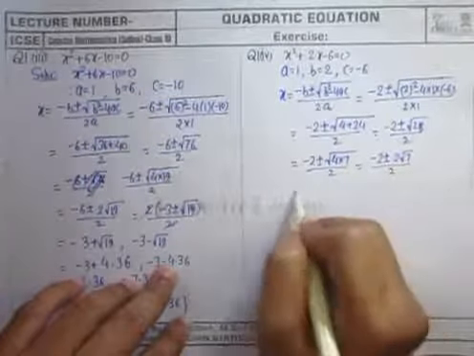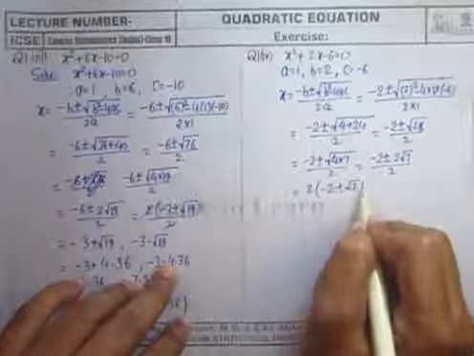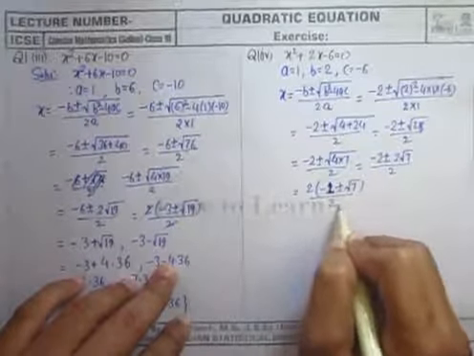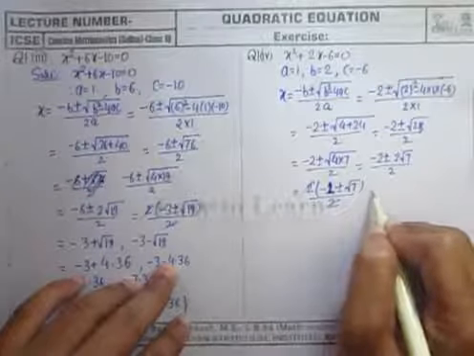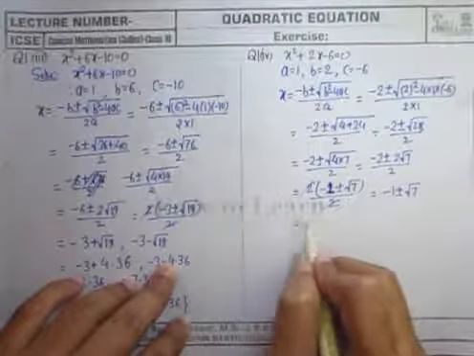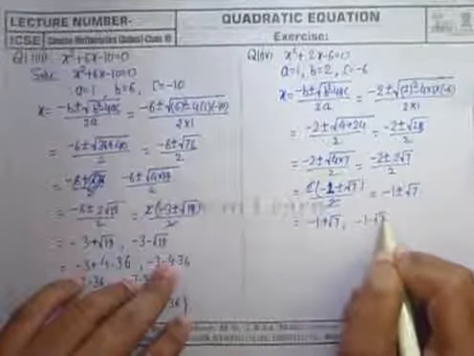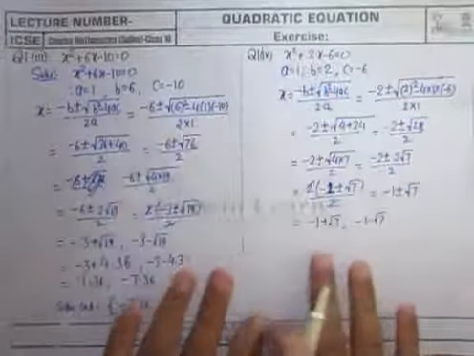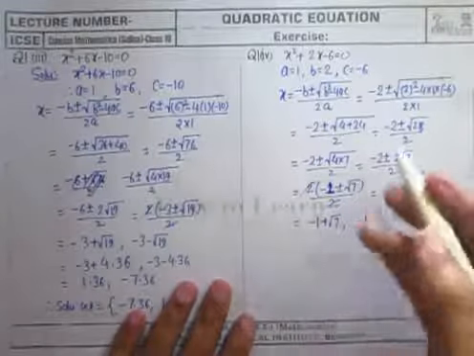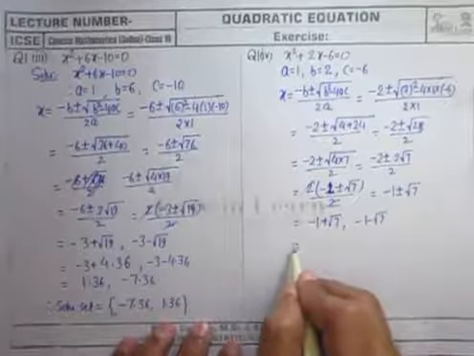Now taking 2 common, here you will get 2 times minus 1 plus minus root 7 by 2. So 2 cancel. So we will get here minus 1 plus minus root 7. So 1 root is minus 1 plus root 7 and the other is minus 1 minus root 7. Here nothing is said in the question, so we can leave the answer up to here. But generally it will be asked to write the answer up to 1 decimal place or 2 decimal places. So for that you have to put the value of root 7.